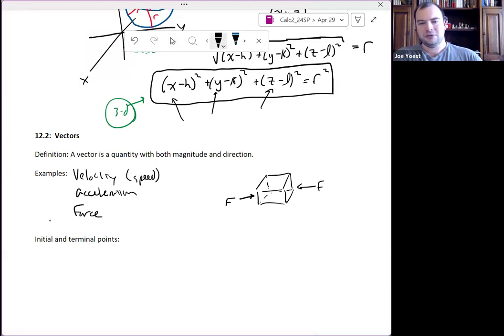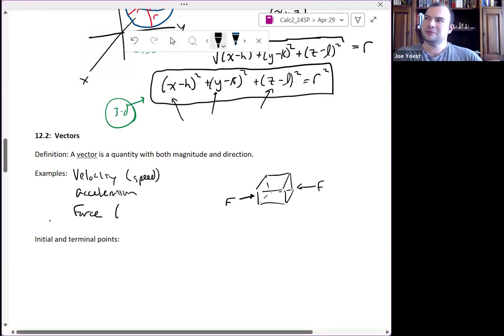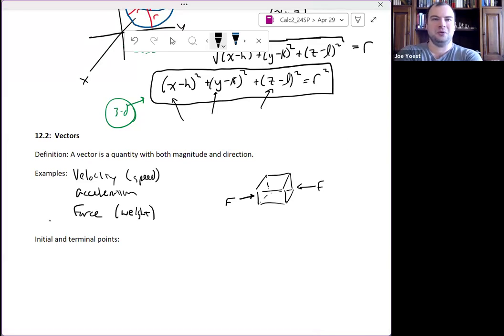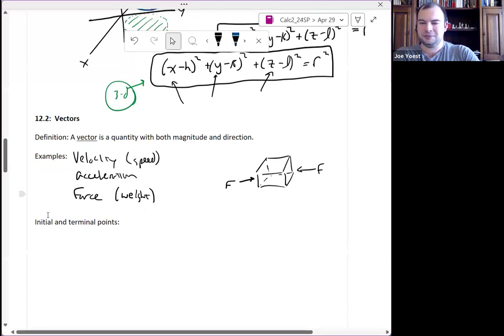And for force, this might be a little bit imprecise, we might say that weight is the scalar quantity, the magnitude of the force. But if I'm applying a force in the right direction versus the left direction, those are two different forces. Those are two different vector quantities.